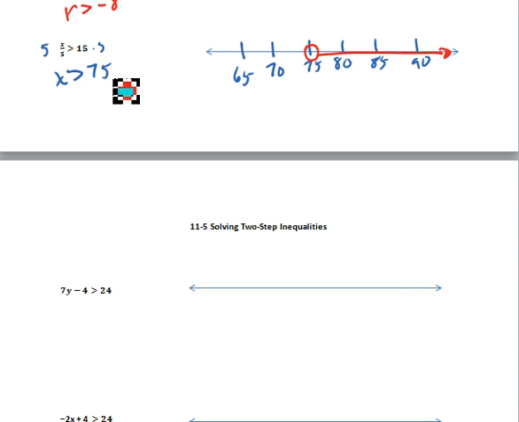Okay, again, our keys: we're going to solve the equation. If it's a negative that we're multiplying or dividing by, then we flip that sign and then we graph it accordingly.